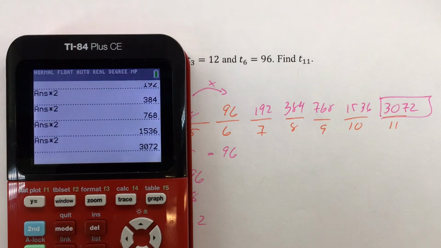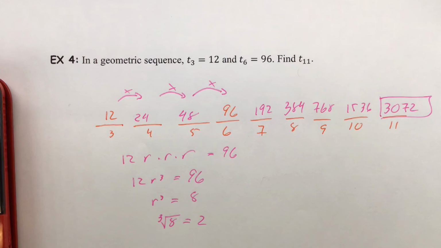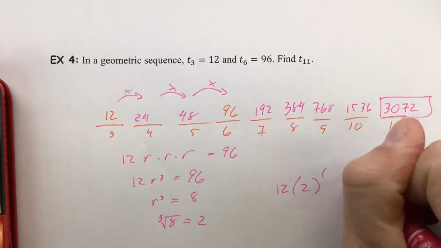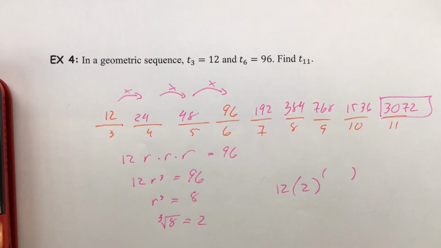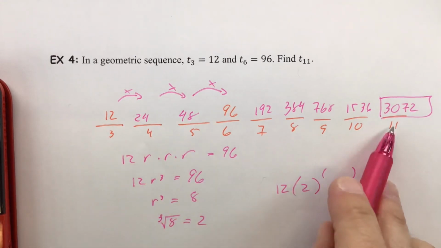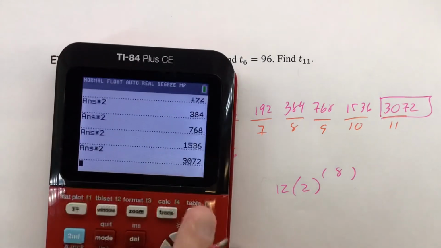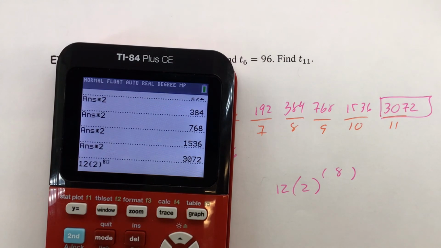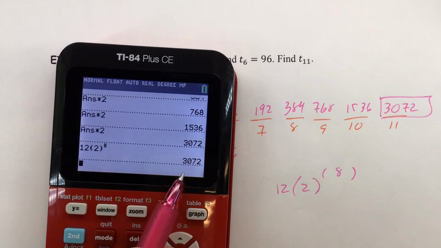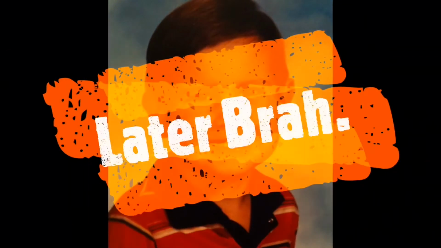Of course, what you could also do is you could use the formula to get there a little bit faster. Okay, what we could say is our starting value is 12. Our r value is 2. And what we'll do is raise it to the appropriate power. To get from the third term to the 11th term, you'd have to multiply by 2 8 times. So we'll take 12 times 2 to the 8th power and see that we also get 3072.